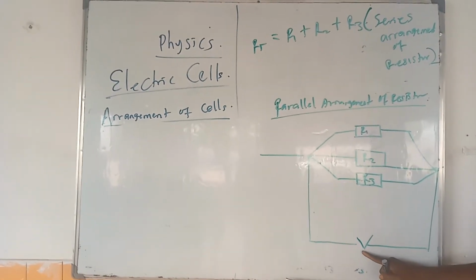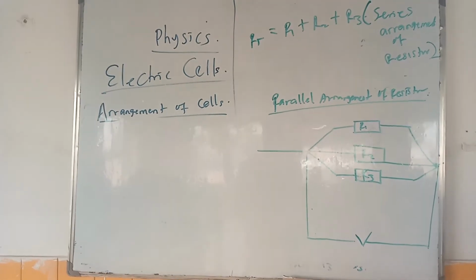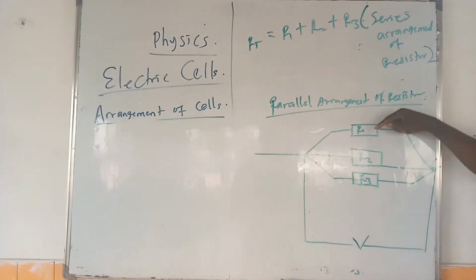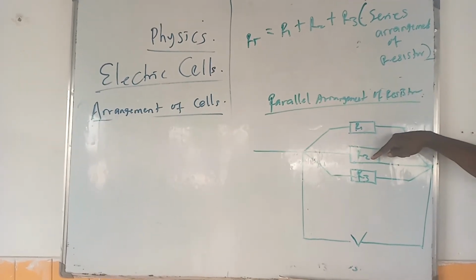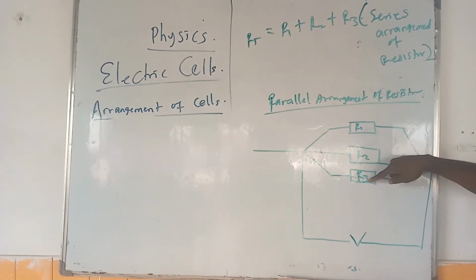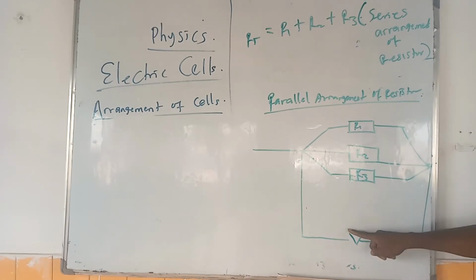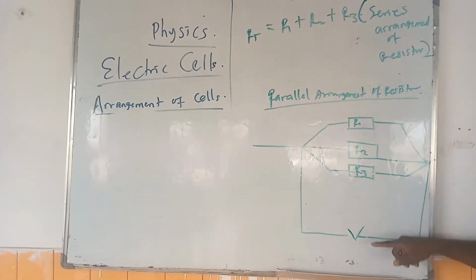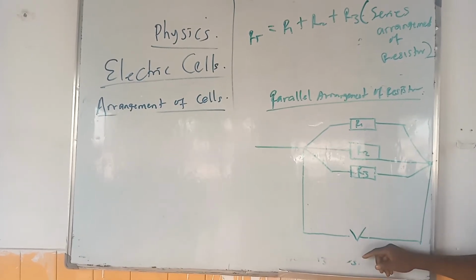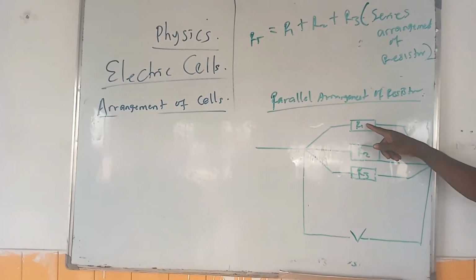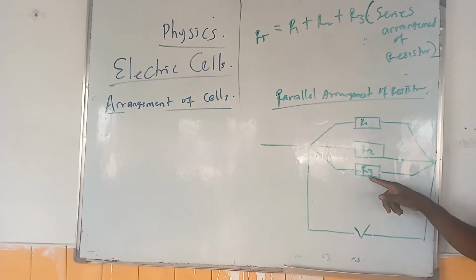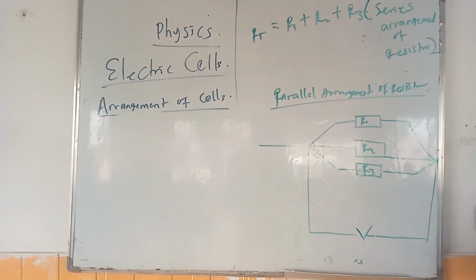This V is the potential difference. That potential difference is the same for R1, still the same for R2, and still the same for R3. All of them are sharing this potential difference. That means the potential difference entering R1 is the same as the one entering R2, and the same as the one entering R3.